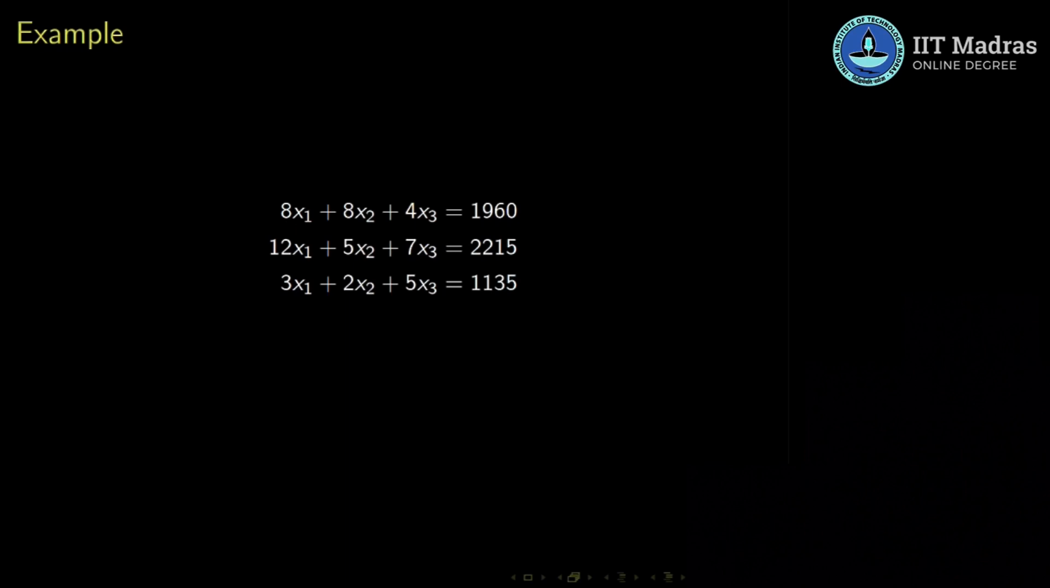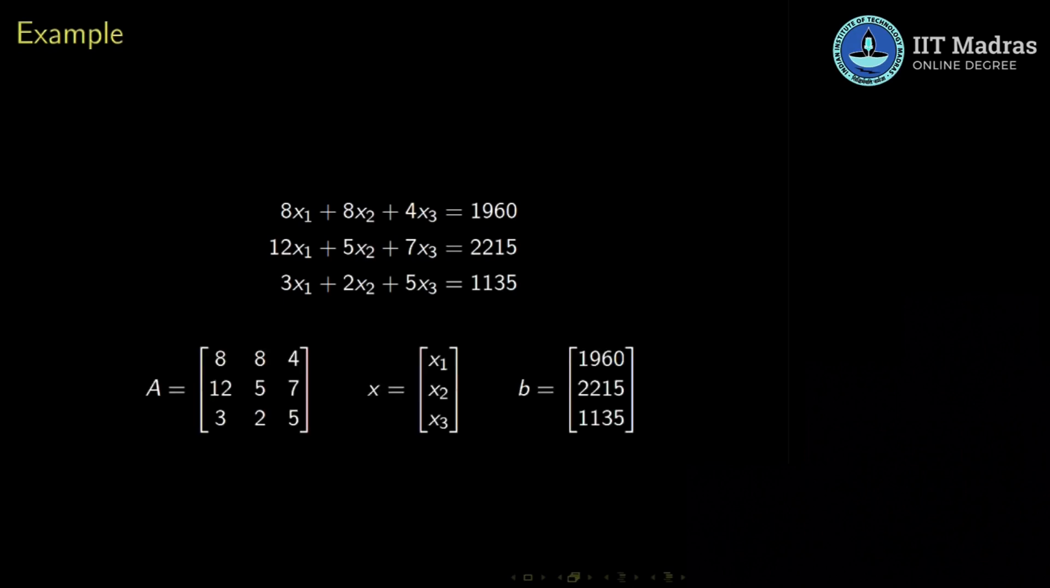This was actually something to do with the price of rice and dal and so on. So, 8x1 plus 8x2 plus 4x3 is 1960, 12x1 plus 5x2 plus 7x3 is 2215, 3x1 plus 2x2 plus 5x3 is 1135. Well, okay, I should say 1960, 2215 and 1135.